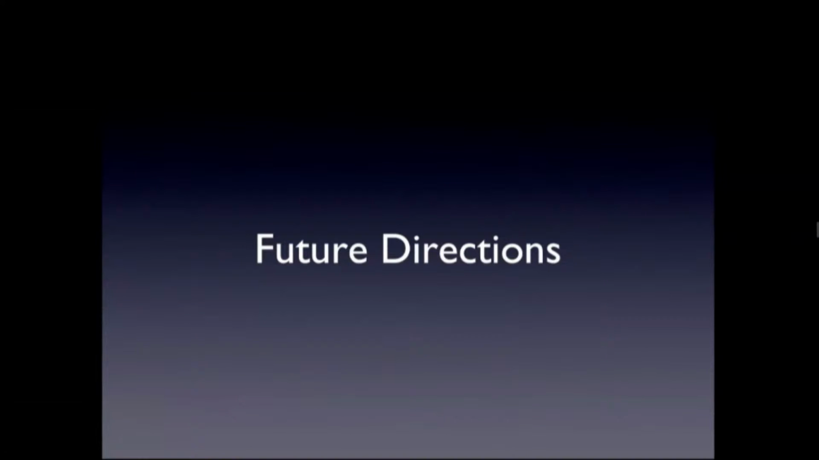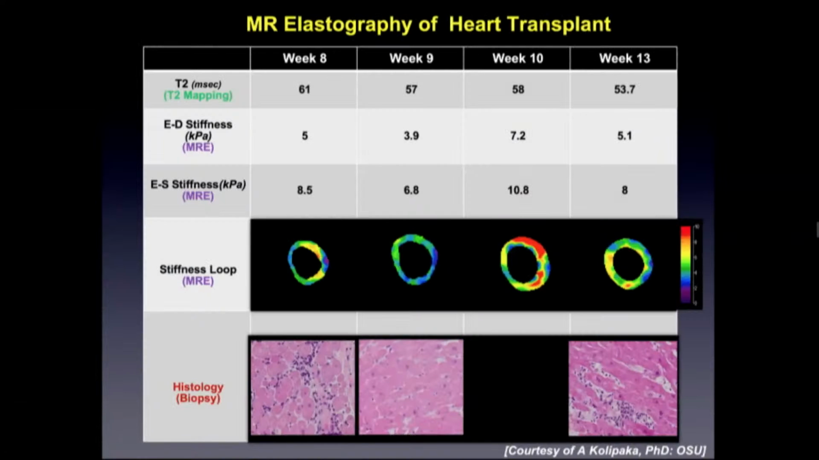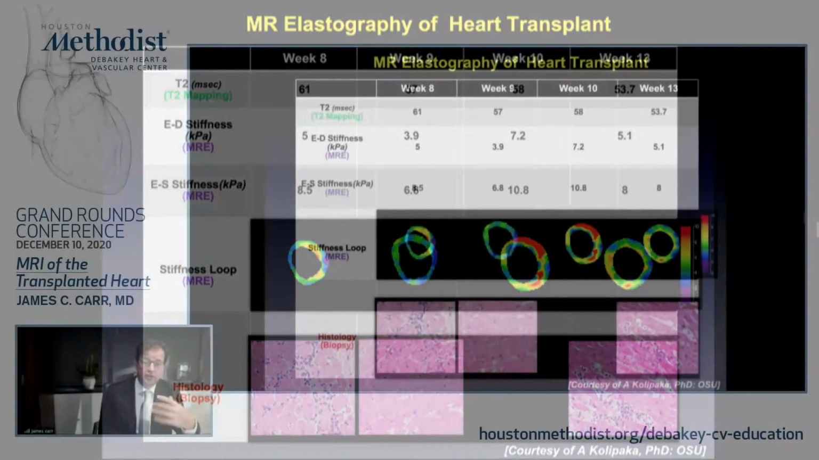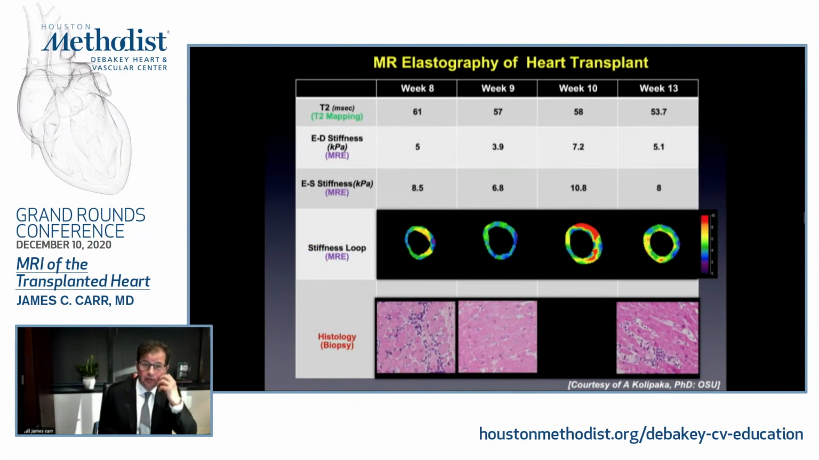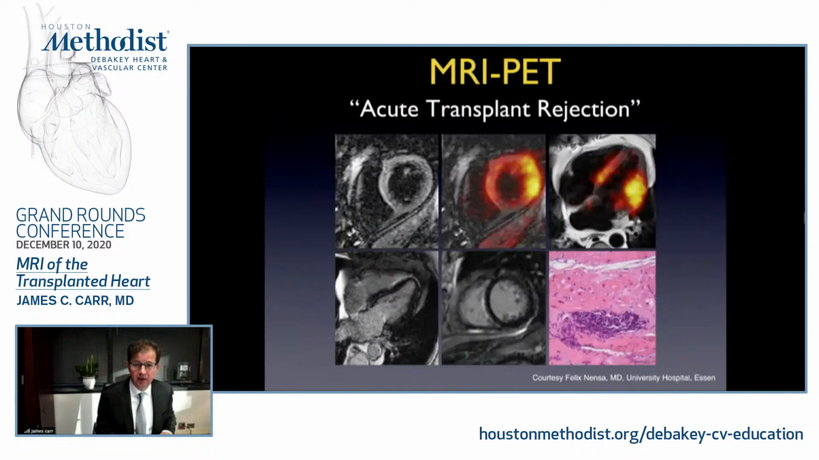So just to finish up briefly on some future directions, we've seen some work look at MR elastography in the heart transplant. So MR elastography is used in the liver to measure stiffness and is used as a surrogate for detecting cirrhosis. You can do this in the heart as well. This is just one example where they showed that the stiffness measurement increased in a patient with rejection and reverted to normal following treatment. Now, this is not easily reproducible clinically, but just shows you that there may be other parameters that could be used with MR that may be useful.